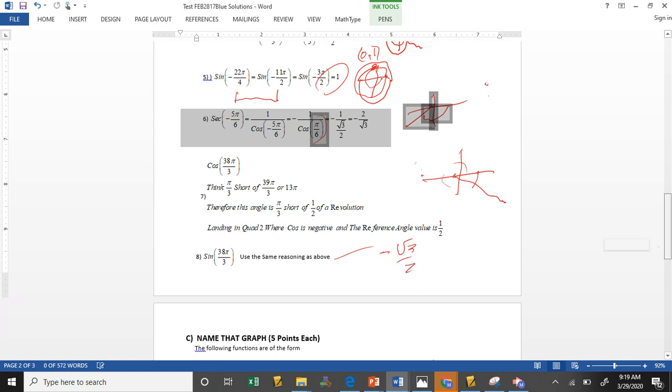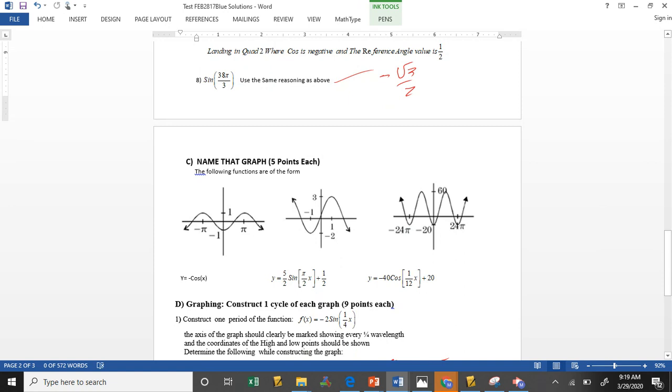Okay, let's see. Name that graph. The thing with name that graph, all these will not have a phase shift because then that just becomes too ambiguous. So they're either A sine of bx plus or minus d, or cosine of the same variety. So there's no phase shift, no shifting back and forth, no C term. Again, that gets a little too ambiguous, so I'm not going to put that there.